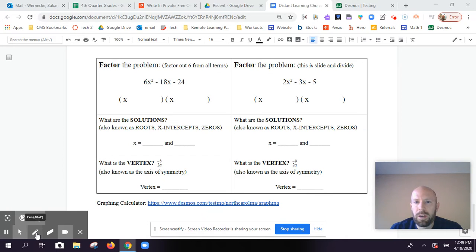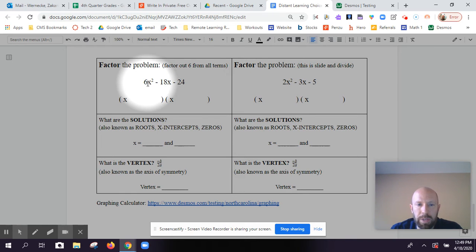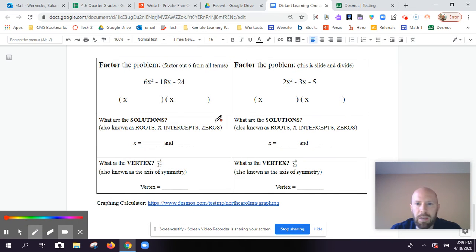All right, we're going to work on our third and final example problem. This problem is going to be this one over here. It's going to be slide and divide. So slide and divide means that unlike this problem where we could factor out as six small numbers, there is no number that we can factor out from a 2, a negative 3, and a negative 5. So the method I like to do is called slide and divide.